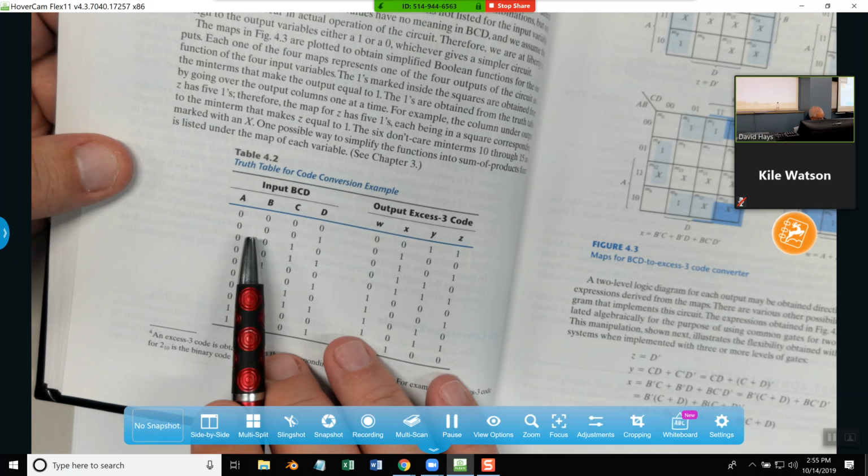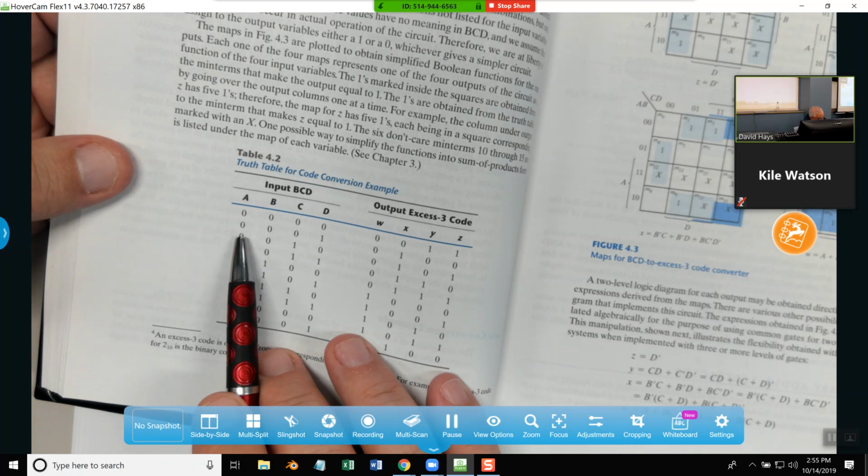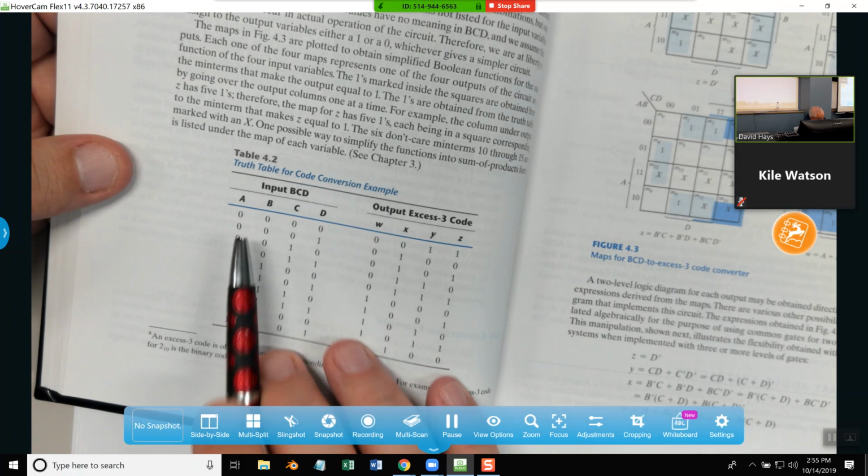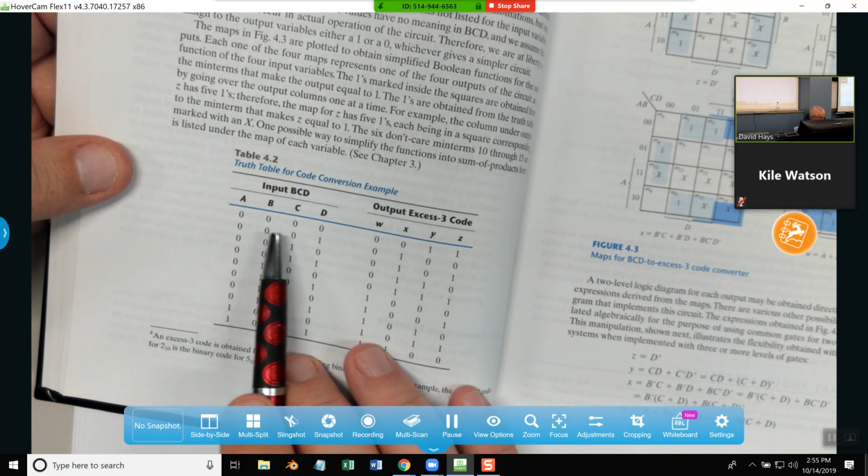Output excess 3 code, 0011. There it is. 0011 is up here, which corresponds to that. Okay, so we got a truth table for both.